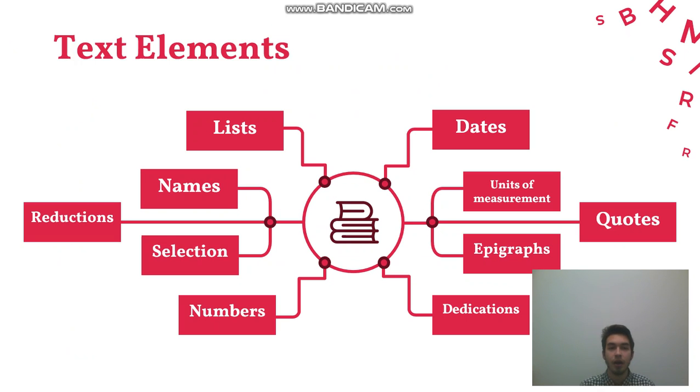Text elements. You can meet ten text elements in Ukrainian texts: lists, dates, names, units of measure, introductions, selections, epigraphs, quotes, numbers, and dedications.